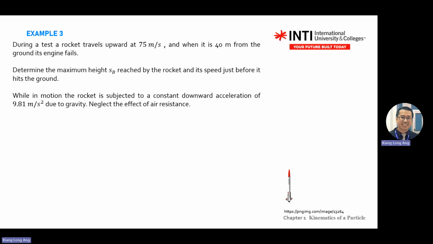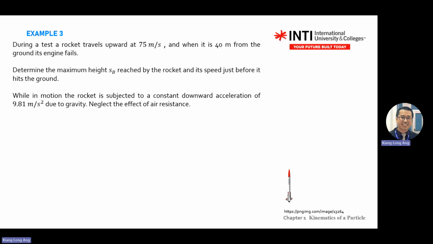So we take this one. During a test, a rocket travels upwards at 75 m/s. So this question gives you one rocket moving upwards. When it is 40 meters from the ground, the engine fails. So it moves up 40 meters, then fails. When the engine fails, it means we lose power. So the velocity will drop, the acceleration will drop, the displacement will also drop.